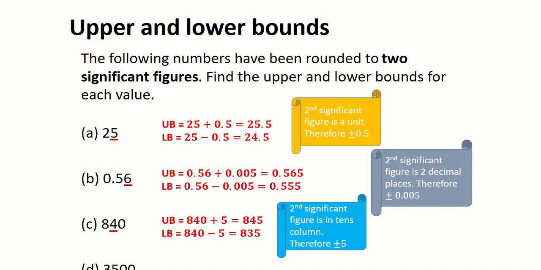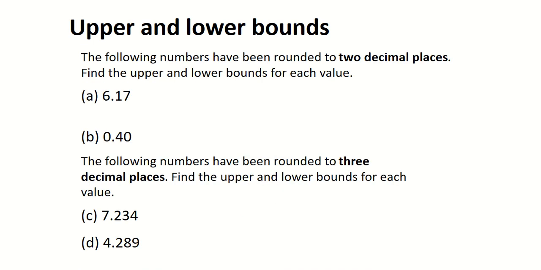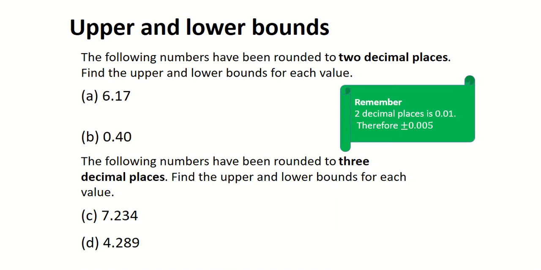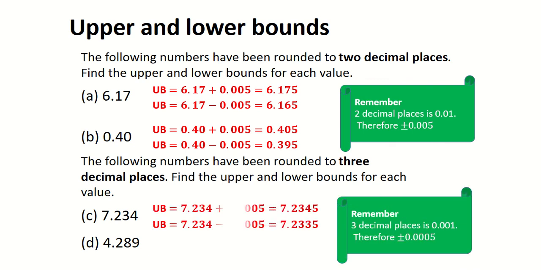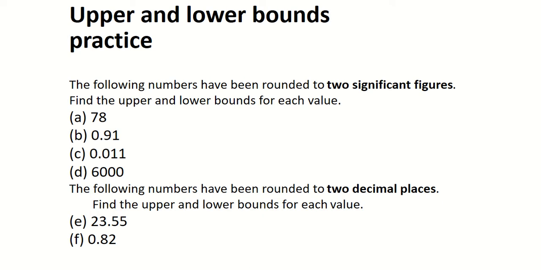Try the fourth one. I'm not talking, just pause the video, try it. Here's the answer: 3550 is the upper bound, 3450 is the lower bound. For 2 decimal places, look at the position of the second decimal place, which would be 0.01. So you always add 0.005 and take away 0.005. If it's 3 decimal places, it would be 0.001. Add 0.0005, take away 0.0005, and you will get the answers.